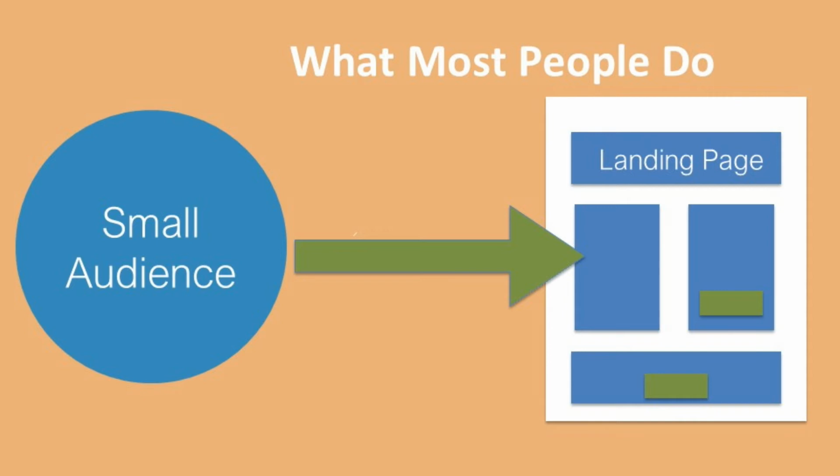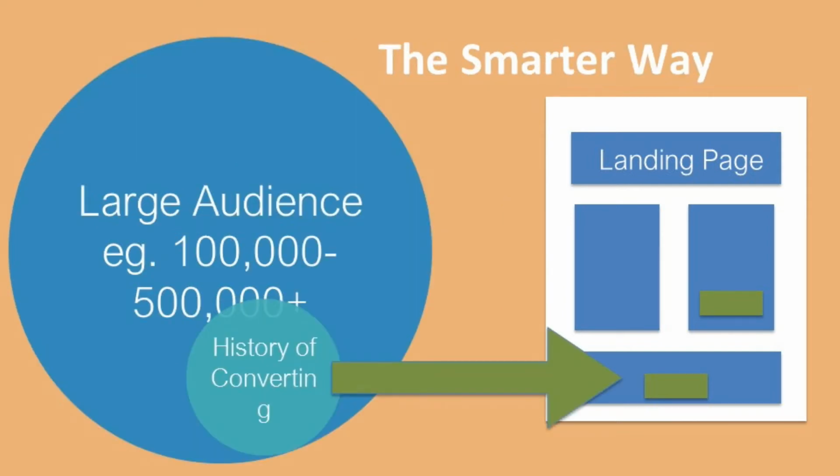So here's what most people do. There's two mistakes here. Most people try to target small audiences with just clicks to website bidding. By doing that, Facebook is going to show your ads evenly to all these people, and it's going to be much harder to track.